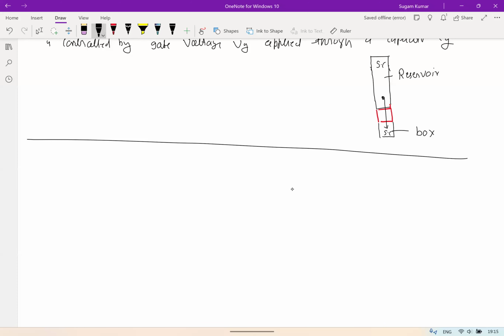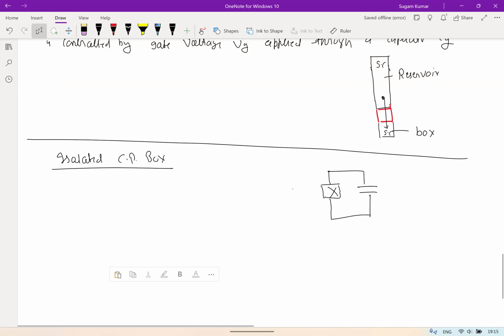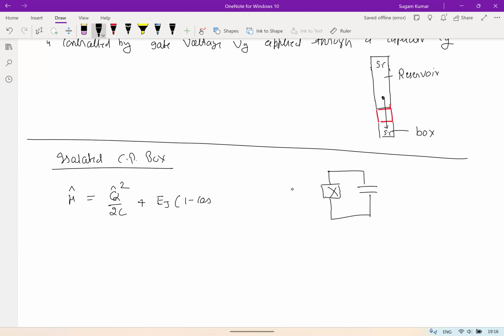Okay, so I was discussing this isolated Cooper pair box, and I said that this is nothing but simply this configuration, and already we know the Josephson second equation. If you look at it now, we're going to modify it a little bit. So see that we have this equation H, that is Q square upon 2C minus or plus EJ times 1 minus cos phi.